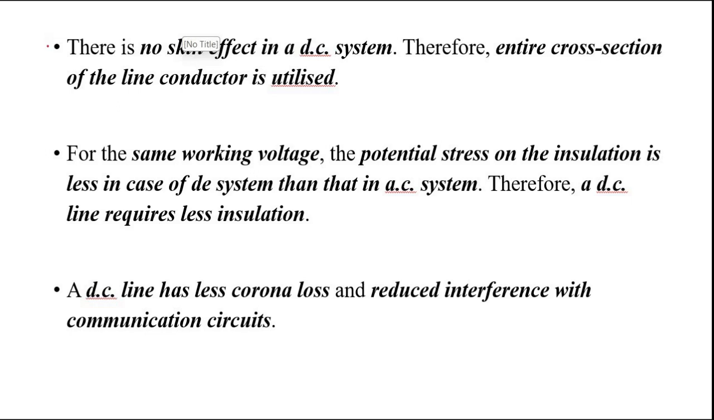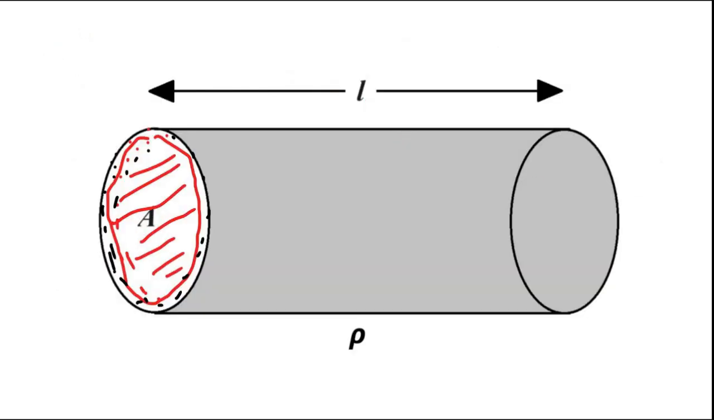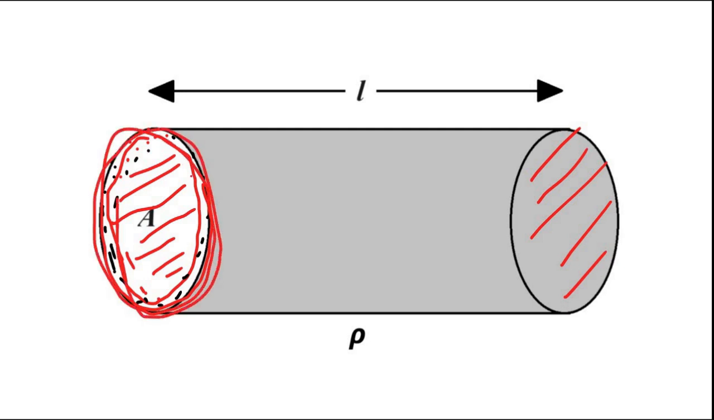And there is no skin effect. Skin effect only affects AC systems, not DC systems. So the entire cross section area of the conductor is utilized, whereas in an AC system only the end surface areas are used, because the alternating current only concentrates around the end surface areas, and these portions are generally not used. Okay, again it depends upon the magnitude, the material of the conductor, the design, everything, but in detail we'll discuss it in a separate video.